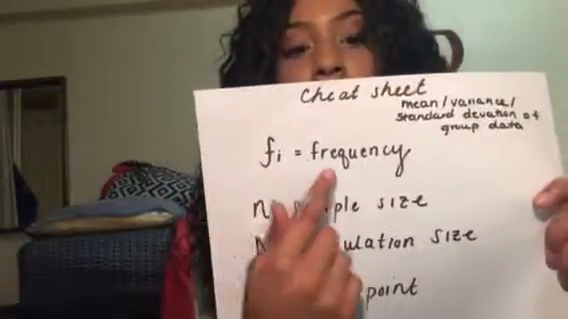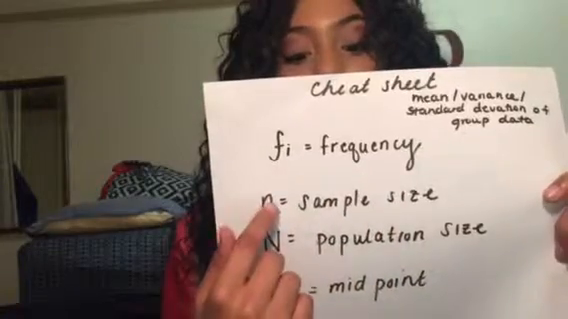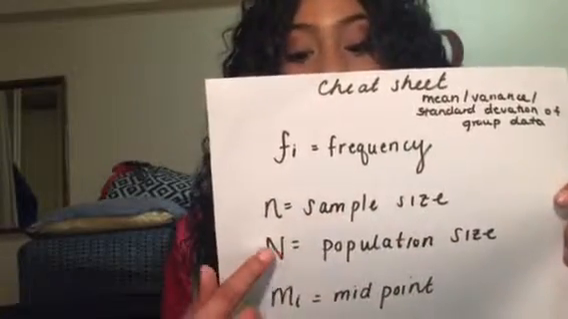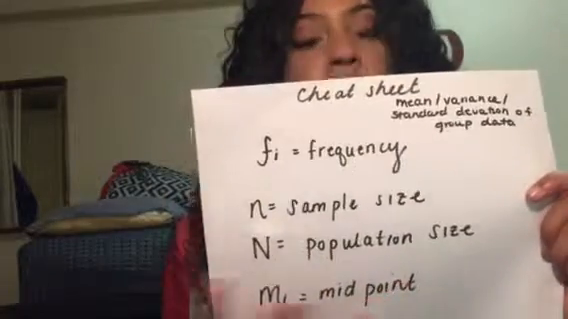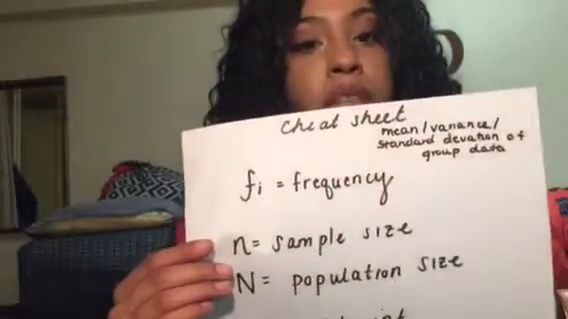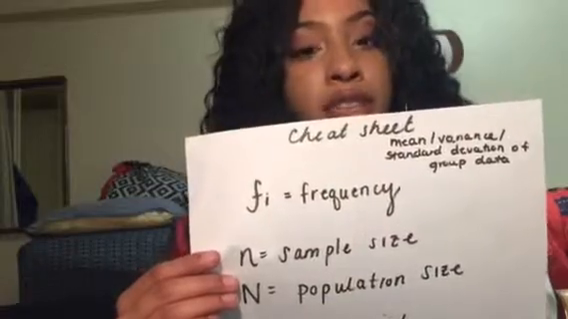First is fi, which is the frequency, n means sample size, big N means the population size, and mi means the midpoint. And this will help you when you look at the formulas for the mean, variance, and standard deviation. First, we're going to go over the mean.